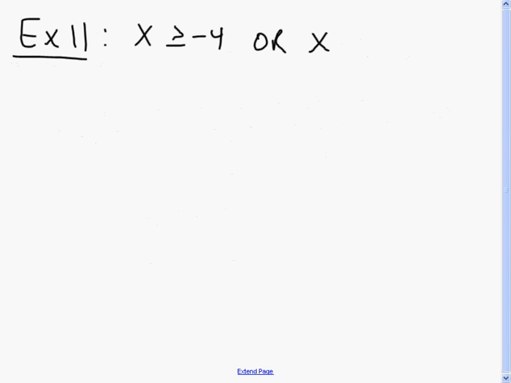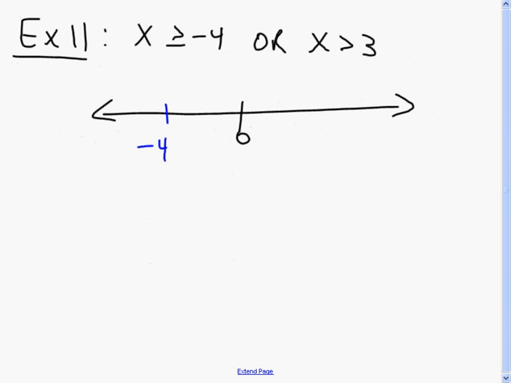One more example of a union. So look at example 11, and then I'll go back and talk about the intersection. Example 11 says that x is going to be greater than or equal to negative 4, or x is going to be greater than 3. So again, draw your picture. So here's 0. In blue, I'm going to do negative 4. X is greater than or equal to negative 4. Got a bracket at negative 4. I'm going to shade everything to the right. So there's where x is greater than or equal to negative 4.